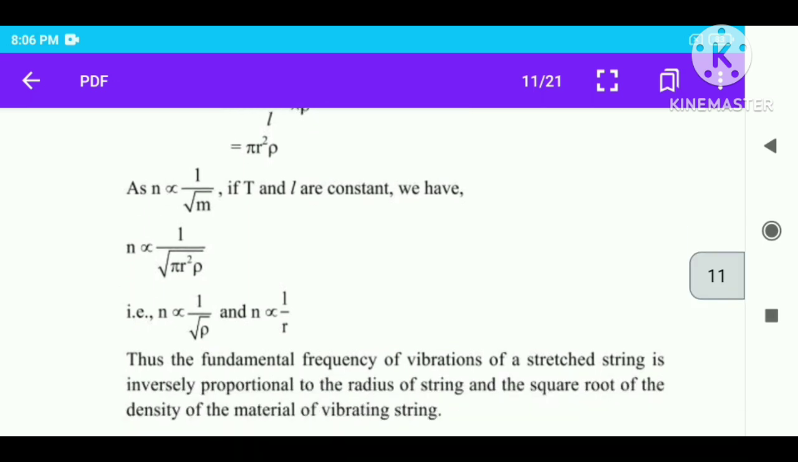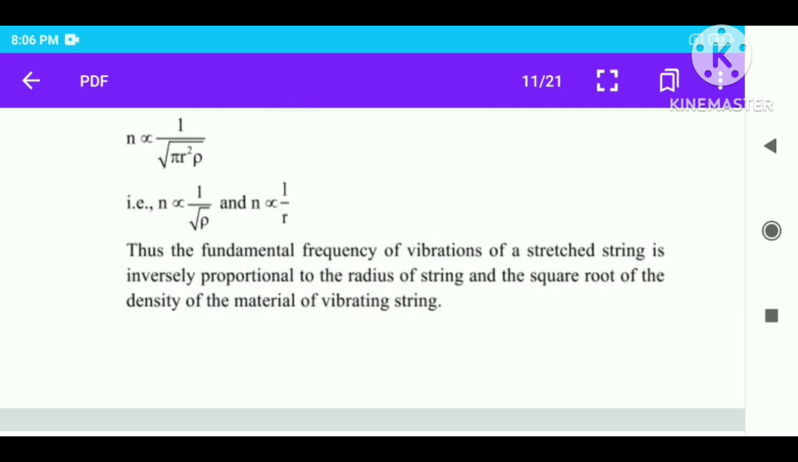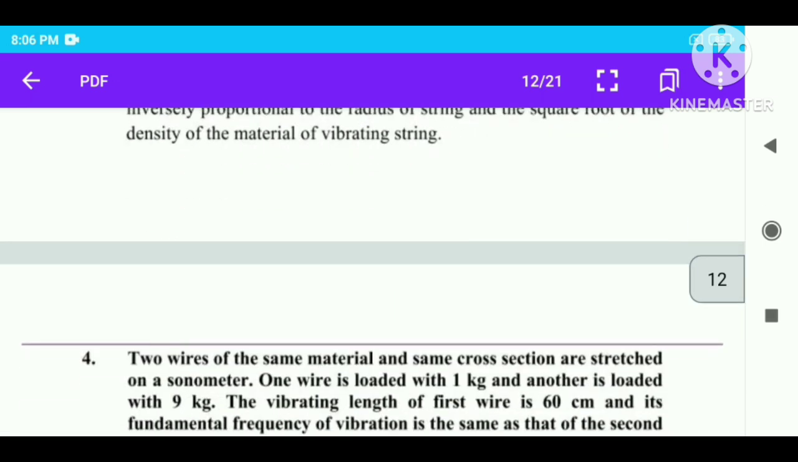That is, n is directly proportional to 1 upon under root rho, and n is directly proportional to 1 upon r. Thus, the fundamental frequency of vibration of the stretched string is inversely proportional to the radius of the string and the square root of the density of the material of the vibrating string.